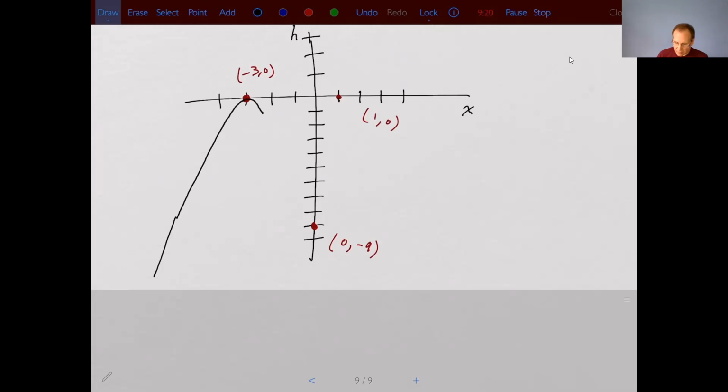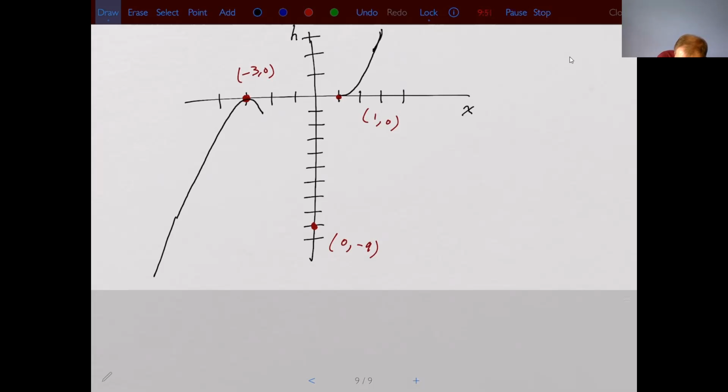Because it has multiplicity of 3, it's going to look like a cubic function right near that root. And we also know, because of long run behavior, that as x gets really, really large, the function is going towards positive infinity. Okay, so as x gets really large, it's going up towards positive infinity.